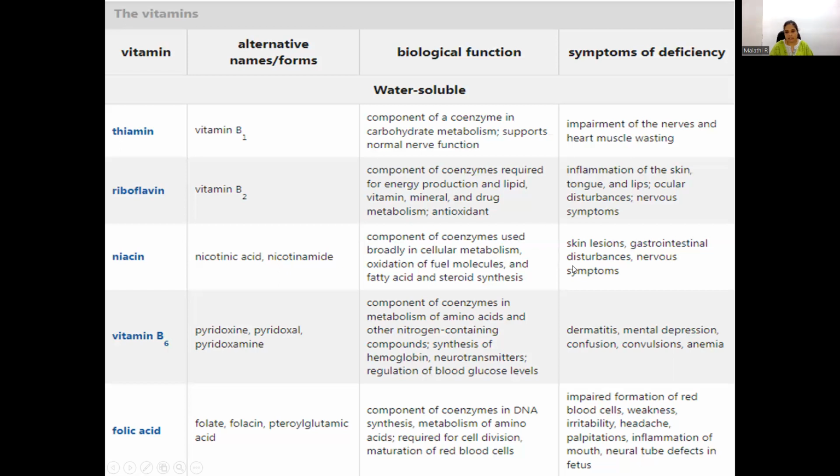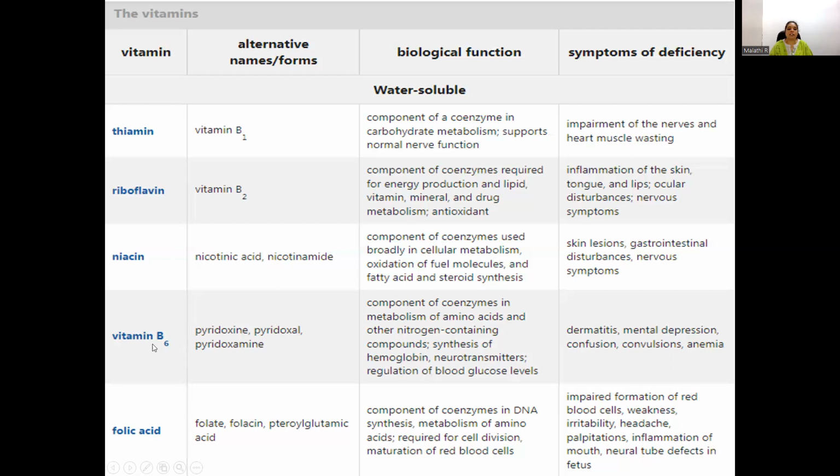The deficiency disease includes dermatitis, inflammation of the skin, then mental depression, confusion, convulsions, and anemia. So all these are the major symptoms of vitamin B6 deficiency. Sometimes we get confused or feel some mental disturbance. That also may be because of vitamin B6. We cannot take it directly as mental depression. The most important sources of vitamin B6 include fruits, vegetables, and non-veg foods, which include egg, meat, liver, and so on.